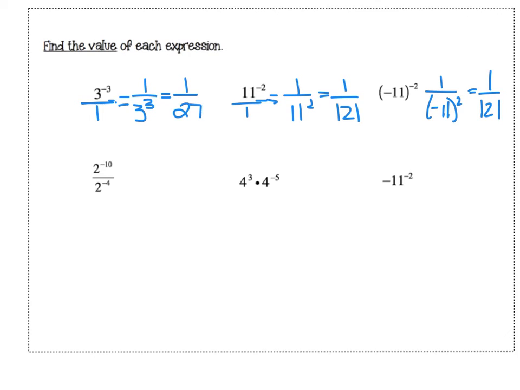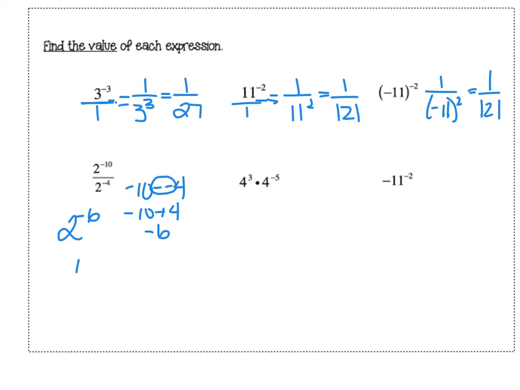In the bottom row, the first example starts with 2 to the negative 10th divided by 2 to the negative 4th. For this problem, we're going to keep the base of 2, and we're going to subtract our exponents. When I do negative 10 minus negative 4, that double negative really changes it into plus positive. So negative 10 plus positive 4 equals negative 6. So our expression is rewritten as 2 to the negative 6th power.